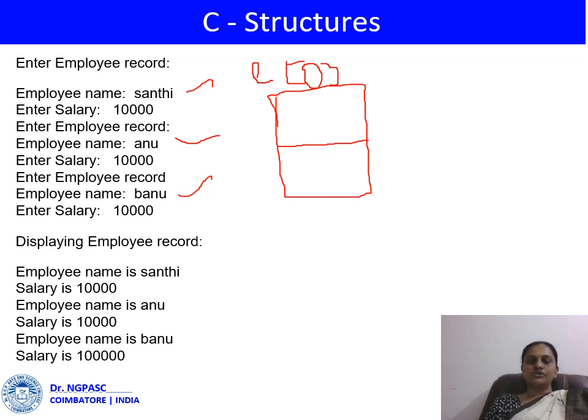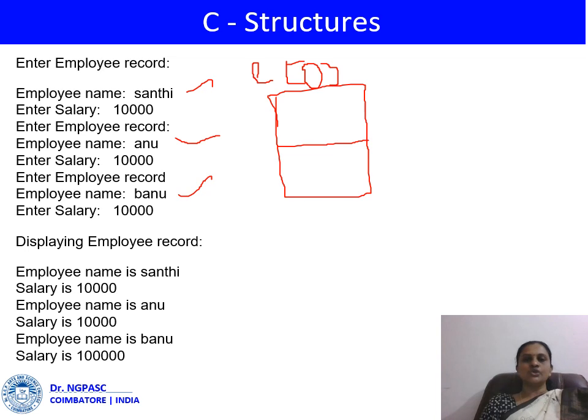So if I want to access the first employee's details, I have to give E of 0 dot name, E of 0 dot salary, like that. Okay, if it is the second employee, I have to give E of 1 dot name, E of 1 dot salary. Okay, so like this the memory will be allocated for array of structures.